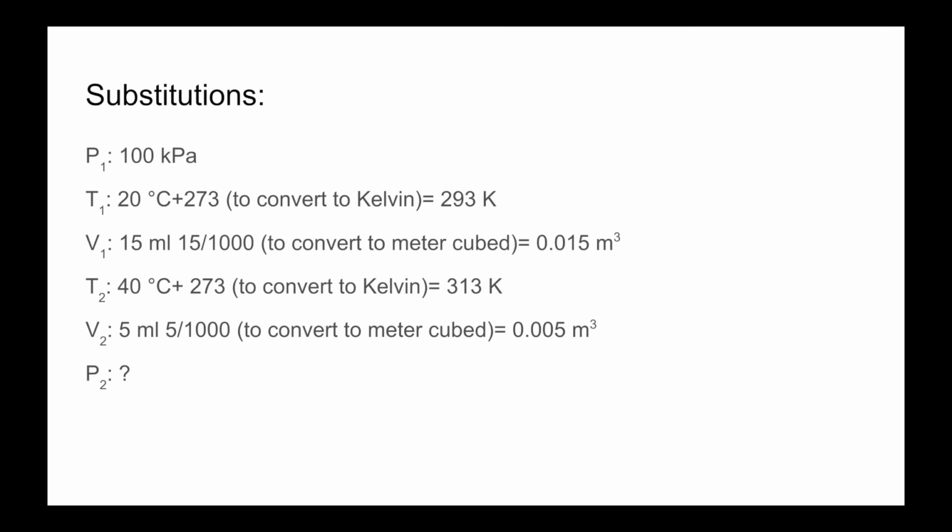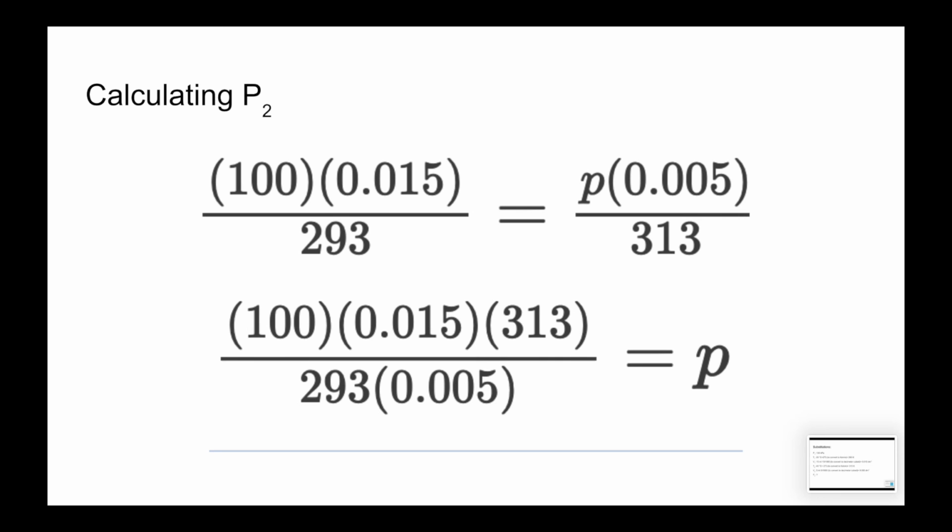You do the same exact process for T2 and V2. You just add 273 to T2, which is 40 degrees Celsius, and you divide 5 by 1,000 to convert to meters cubed. And obviously in this question we're solving for P2, so we do not have a value for that. Okay, so now I substituted P1, V1, T1, and V2 and T2 with all the values that I converted.